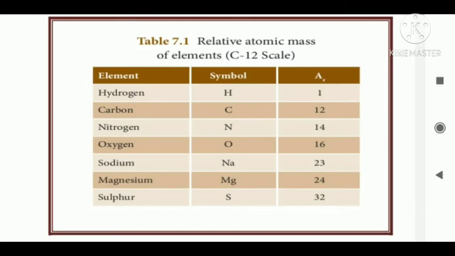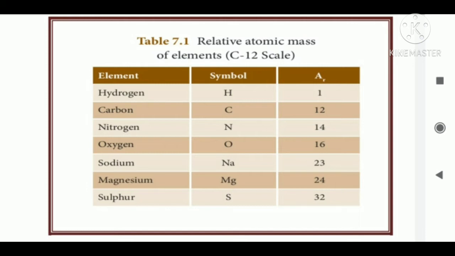Relative atomic mass of elements: hydrogen 1, carbon 12, nitrogen 14, oxygen 16, sodium 23, magnesium 24, sulfur 32. Then, the atomic number multiplied by 2, that value is called atomic mass. The carbon atomic number is 6, multiplied by 2, that is the atomic mass of carbon, 12.